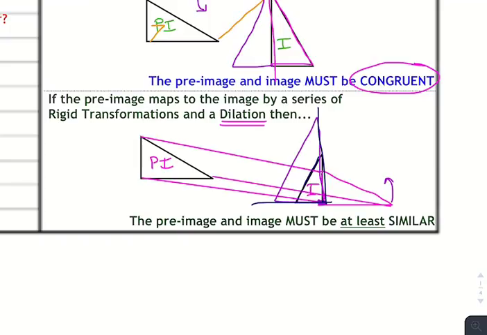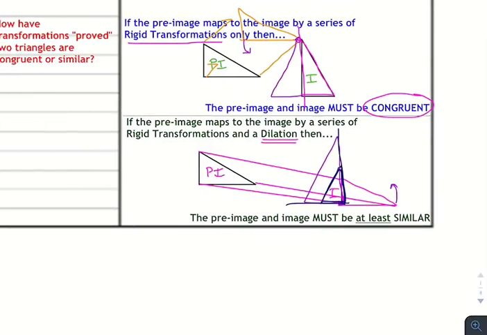And so again, if we can show that these triangles move either just by rigid transformations, meaning they're going to end up congruent, or by rigid transformations and a dilation, we can claim that they're similar.